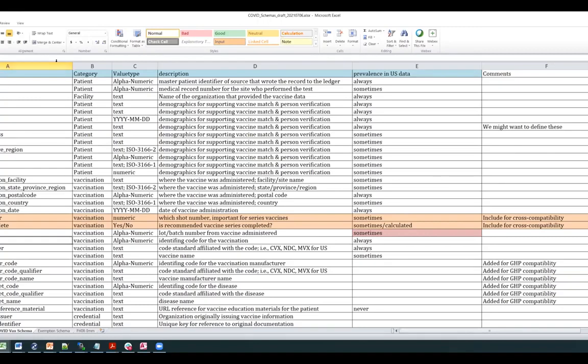Let me interrupt briefly. This is one of three or four schemas that are being considered. So this is focused on the vaccination schema. Is that what we're looking at today? That's correct. We're going to start with the vaccination schema. The other schema I'm hoping we'll review today is the exemption status schema.